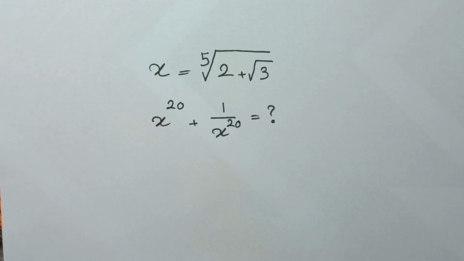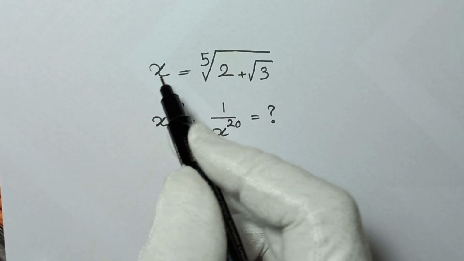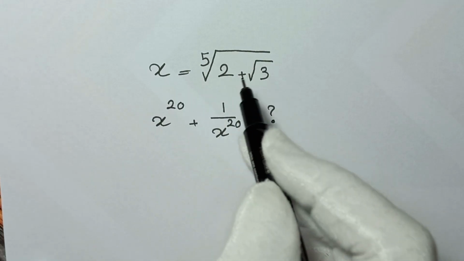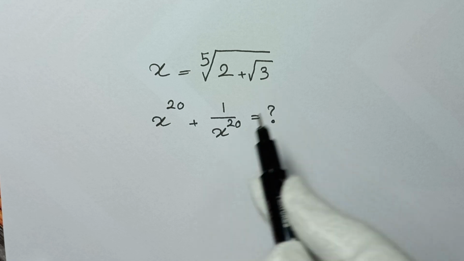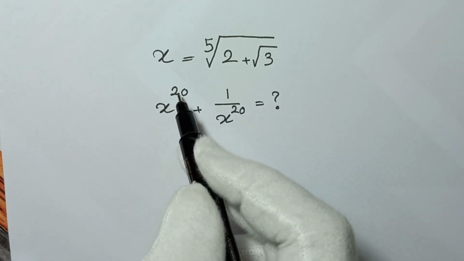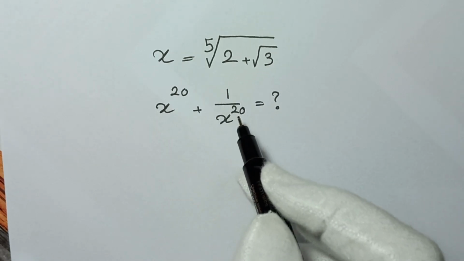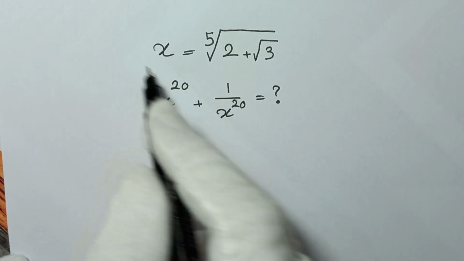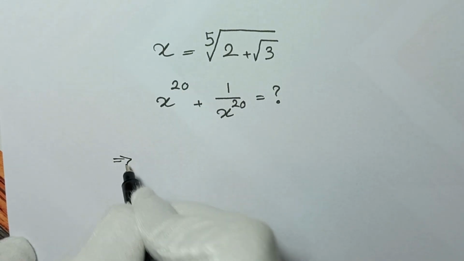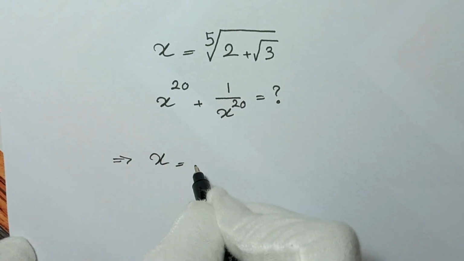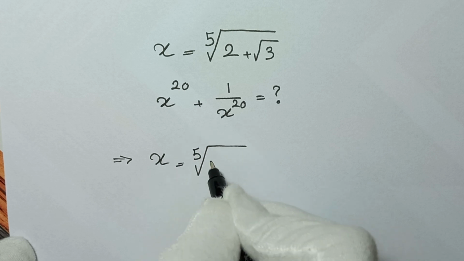Hello my friends, welcome to solve this math problem, which is x equals the fifth root of 2 plus the square root of 3. Find the value of x to the power of 20 plus 1 over x to the power of 20. In the first step, from this equation, we have x equals the fifth root of 2 plus the square root of 3.